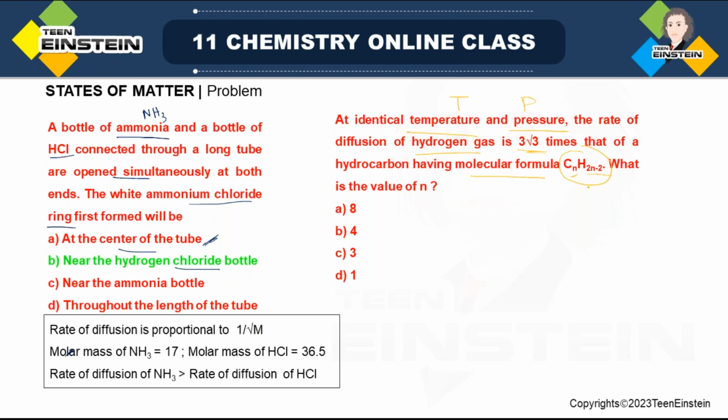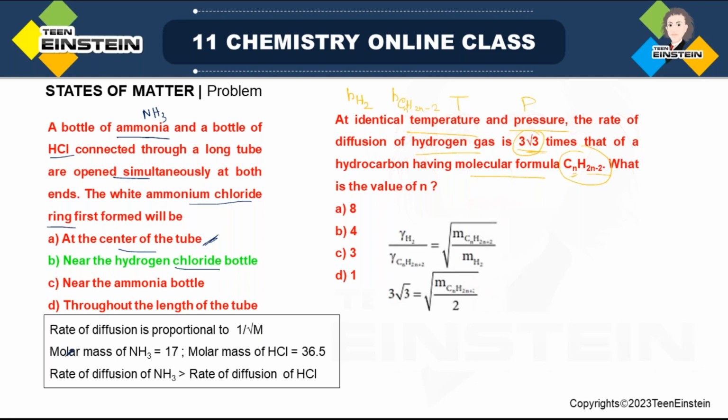So from this information, you just have to find out the value of this subscript, that is the total number of carbon atoms. The n value you have to find. So this is also related to diffusion. Rate of hydrogen and rate of this hydrocarbon, suppose it is R of H2 and R of hydrocarbon. If you take their ratio, it will be this times, which is already given in the question.